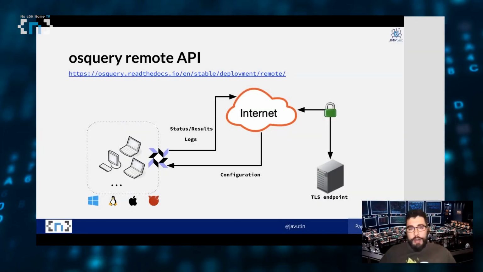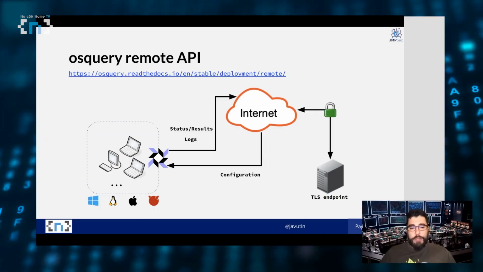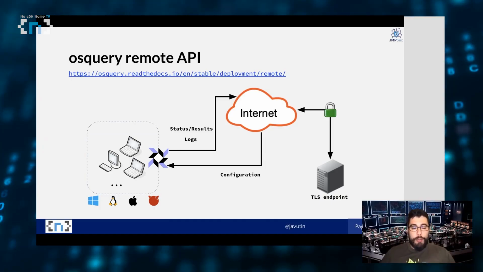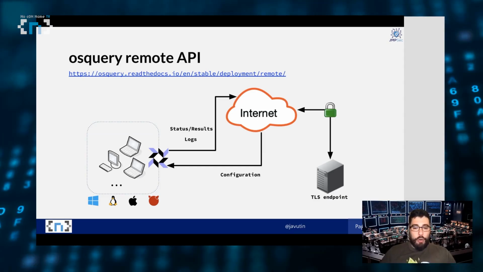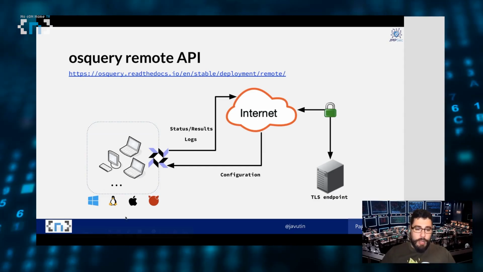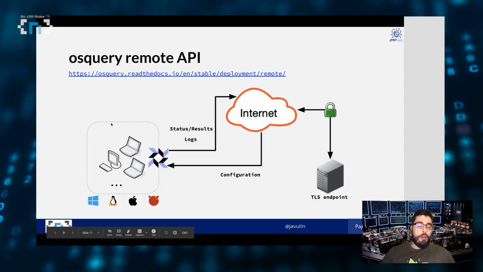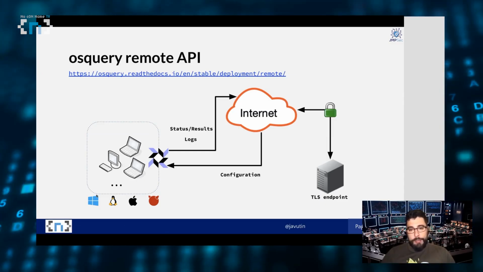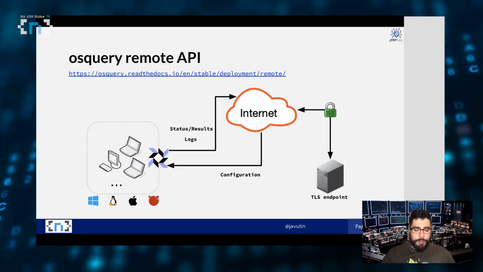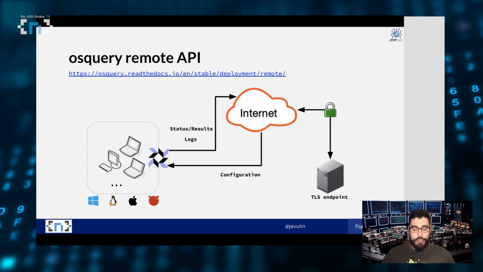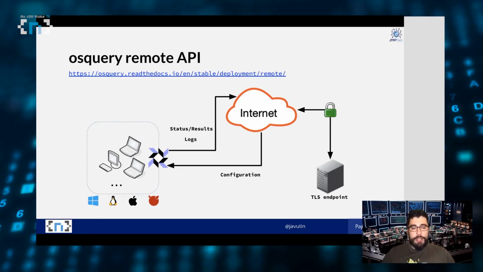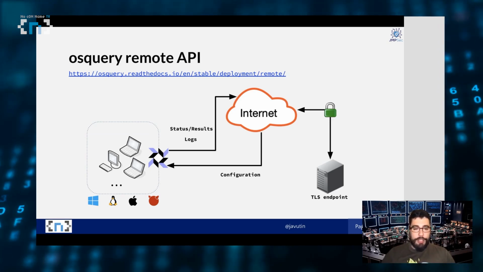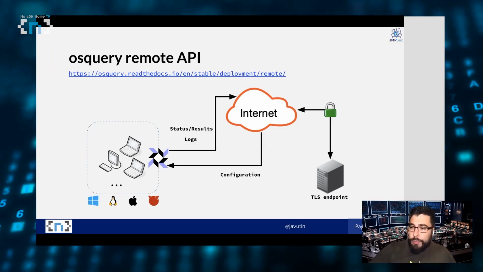Here is another high-level diagram of what it means to utilize the osquery remote API. Here you can see the different hosts that you might have running osquery. osquery is a tool that supports multiple deployments or systems like Windows, Linux, OS X, and FreeBSD. There are also some ports out there for ARM and some other architectures.